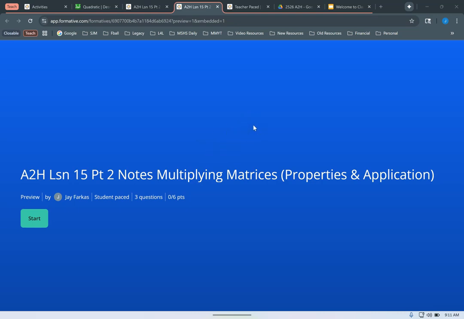All right. On your formative main page, you should be looking at Lesson 15, Part 2, Notes on Multiplying Matrices with Properties and Application.